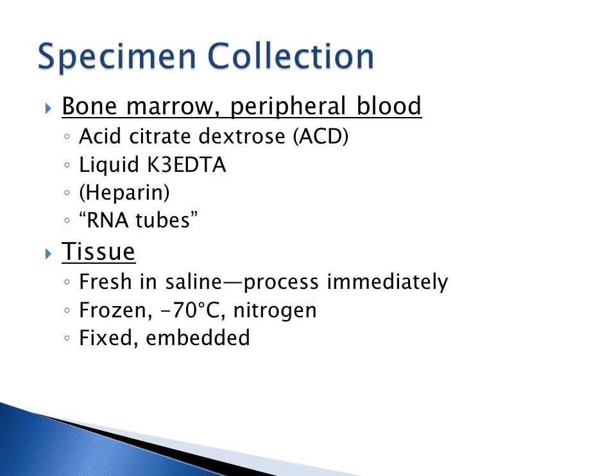Your specimen collection, either bone marrow or peripheral blood, usually using acid citrate dextrose or heparin tubes. There are specific RNA tubes that can be used. If it's a tissue specimen, you need to process it immediately or freeze it at minus 70 degrees or in liquid nitrogen, or if it's a fixed embedded specimen, you have to do your protocols where you remove the embedding materials.